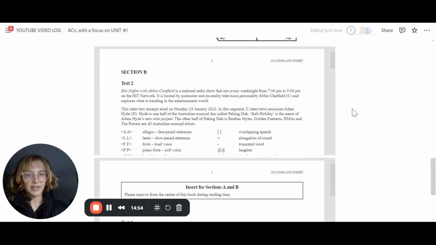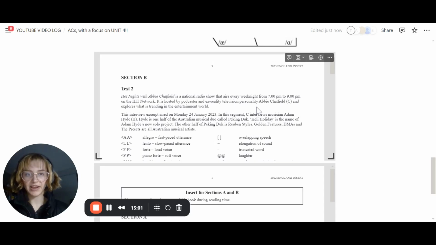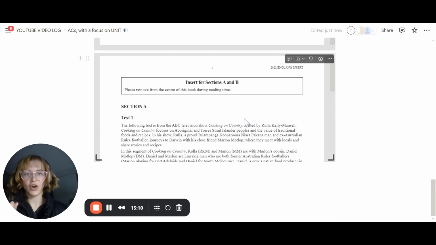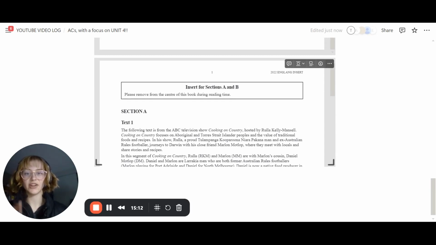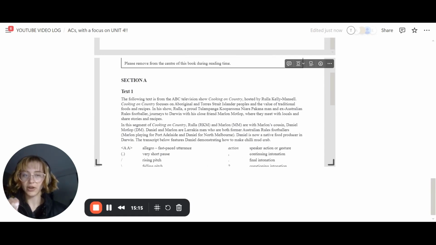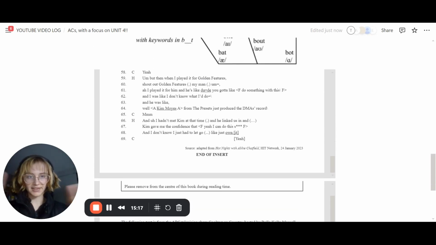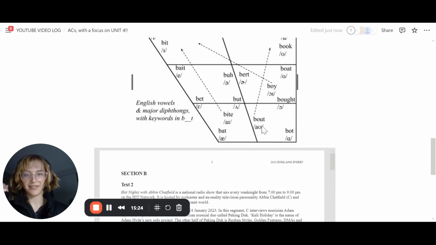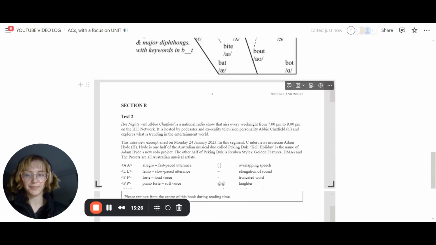Cool. So with that, let's move on to reading these two texts. I'll give you a sec, pause the video here. This is section B of the 2023 EngLang insert, which you can find on the VCAA past examinations website. And here we've got the 2022 EngLang insert for section A, which is from Cooking on Country. This Notion doc will be available for you down in the link below, so you can read it in there as well. But yeah, let's have a look, go through, see what we can pick out.